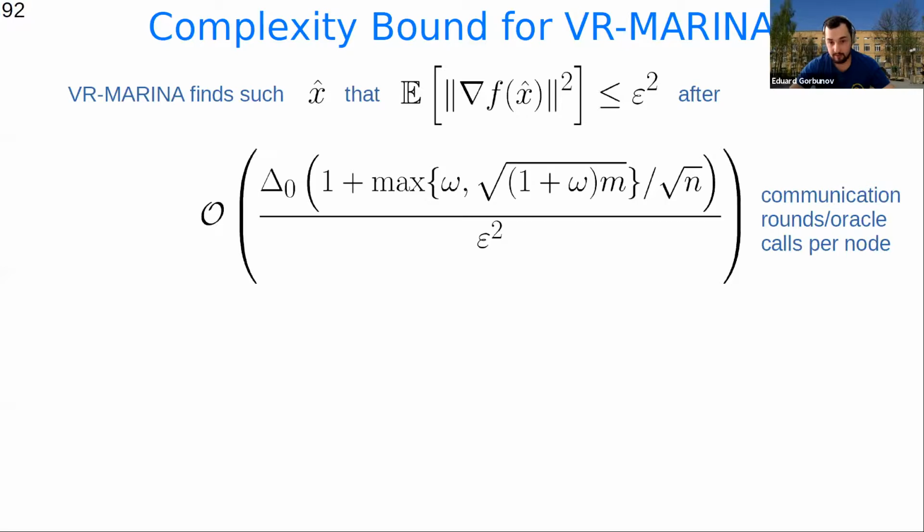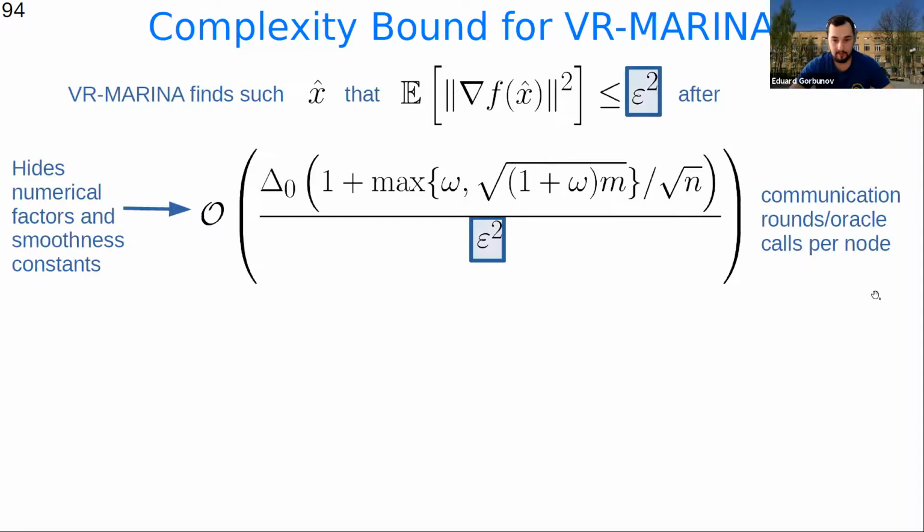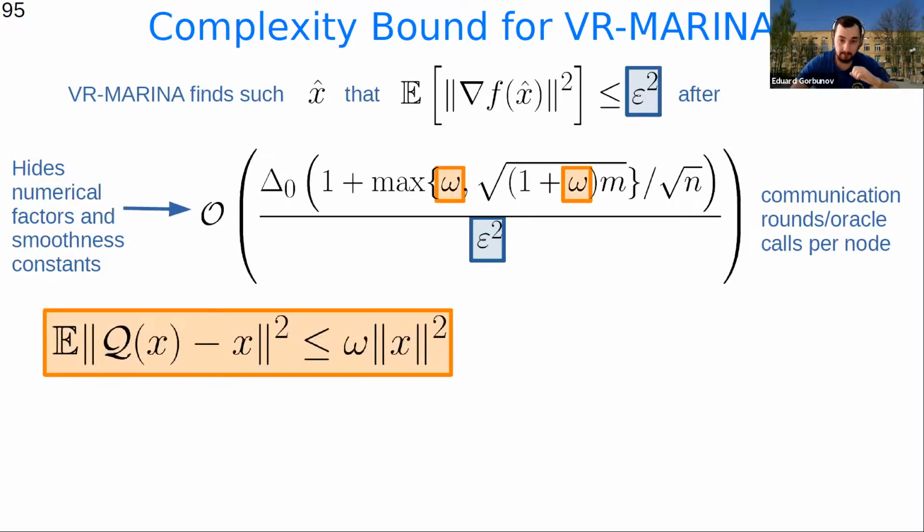The complexity bound changes as follows. So VR-MARINA requires this number of communication rounds or oracle calls per node. In this case, when batch size equals 1, it's the same thing. And we again have epsilon to the power -2 dependence on the accuracy. In general, when m is smaller than omega plus 1, we will have the same communication complexity as in MARINA.